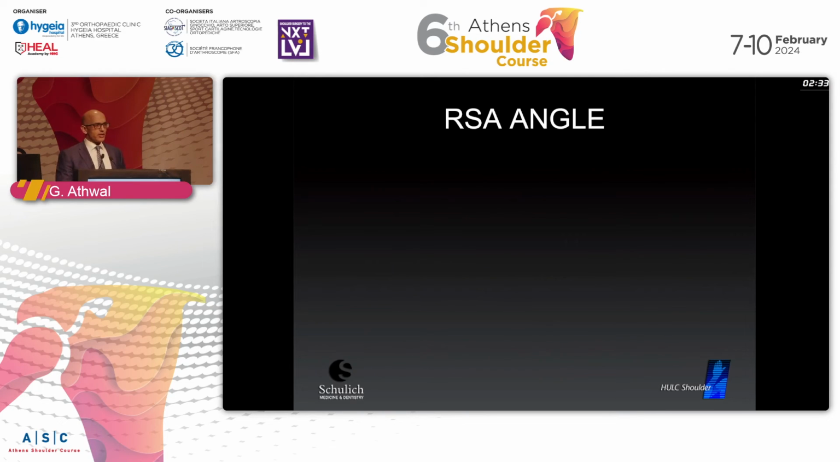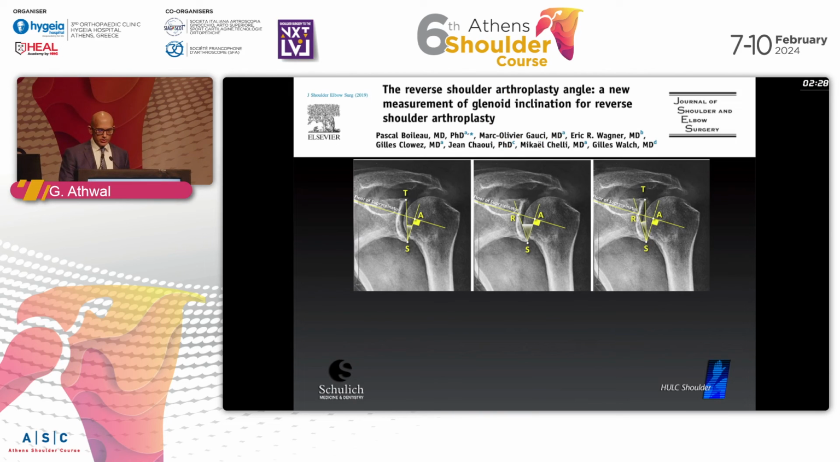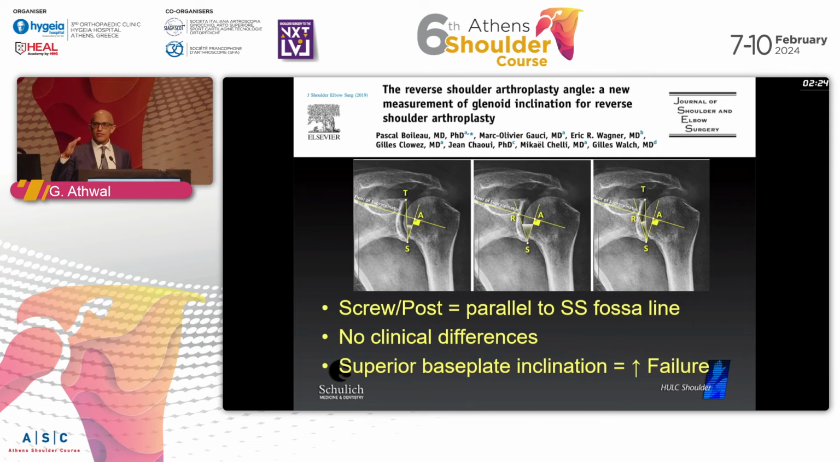Now, another thing that's very popular right now is the RSA angle. It's published by Pascal Boileau and Gilles Walsh. You can see it here, essentially trying to have the post of the base plate or the screw parallel to the supraspinous fossa. So although this makes a lot of biomechanical sense, and it makes biomechanical sense to me, you really can't clinically show that this makes a difference with respect to final patient outcomes. The only thing we do know is if we do place the base plate excessively superior, those are at a higher risk of a failure.